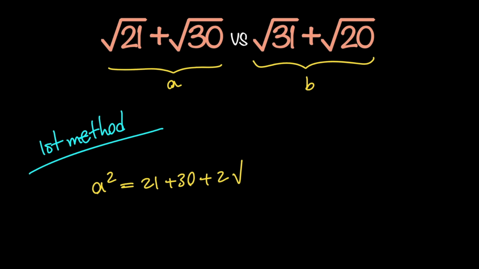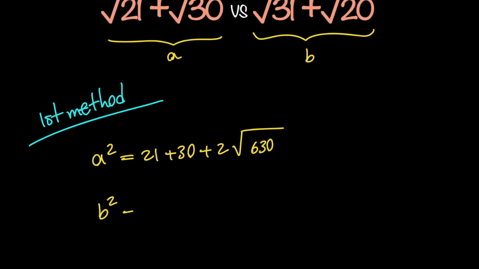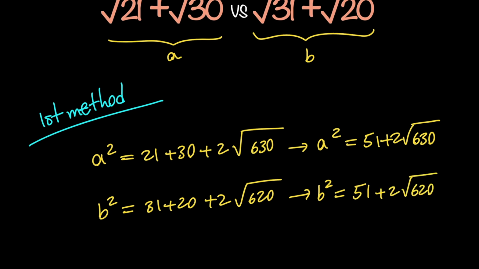square root of 21 times 30, which is 630. And if I square B, I'm going to get 31 plus 20 plus 2 times the square root of 31 times 20, which is 620. So I can say that A squared is 51 plus 2 times the square root of 630, and B squared is 51 plus 2 times the square root of 620.